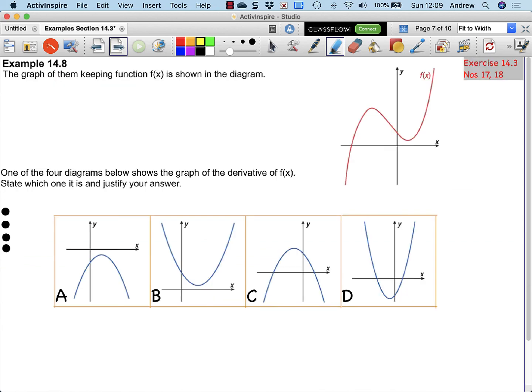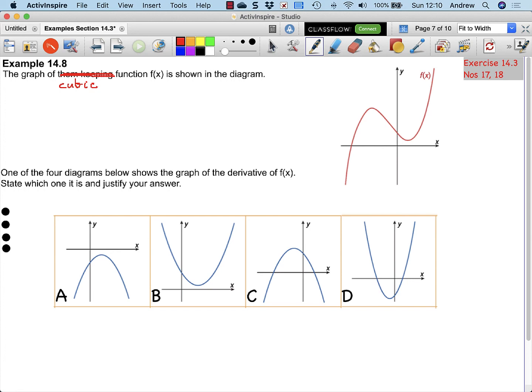Now, we're on to example 14.8, which is an example in the book. And this time the exercise questions up on the right-hand side are from the textbook, not from the worksheet. And what you have here is the graph. The graph of a cubic function is shown in the diagram.